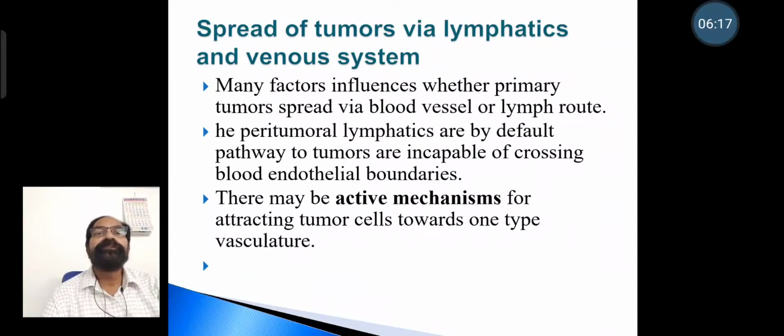Spread of tumors via lymphatics and venous system. Many factors influence whether a primary tumor spreads via blood vessels or the lymph route. The peritumoral lymphatics are the default pathway for tumors and are incapable of crossing blood endothelial boundaries. There may be active mechanisms for attracting tumor cells towards one type of vasculature.